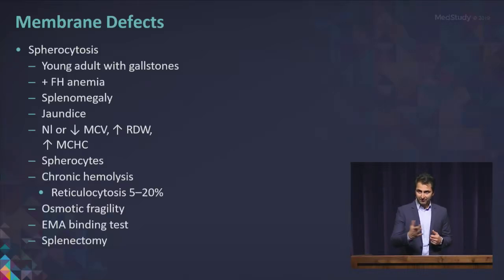And you're looking for spherocytes on the smear, chronic hemolysis with a high retic count, because that's what you should see with hemolysis. There are a couple of diagnostic tests, the osmotic fragility test and an EMA binding test, that can be done to prove hereditary spherocytosis. The treatment is largely supportive, but splenectomy can be done in severe cases. The main thing for all of you is recognizing the case or recognizing the typical patient.